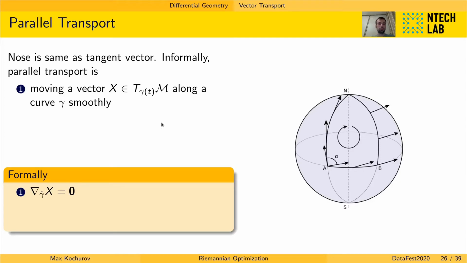So let's go to parallel transport. Nose is the same as tangent vector, and when you move along the curve, your nose changes its position and its direction smoothly, right? And what is smoothly in a formal way?